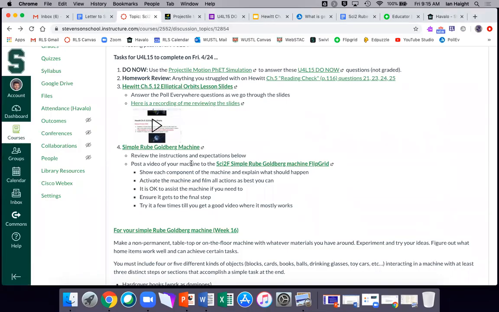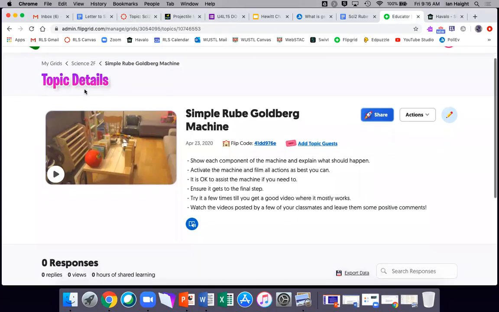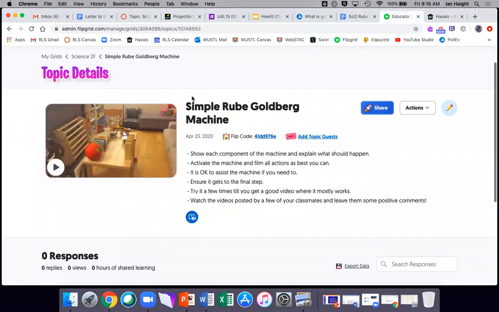And so the instruction is just review the instructions below. What I'd like you to do is put together a simple Rube Goldberg machine, film it, and post the video to Flipgrid. There is a Flipgrid assignment posted on our Science2F Flipgrid. Here's what it looks like.